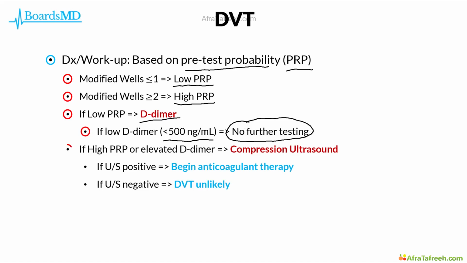However, if the patient has a high pretest probability with a modified Wells score that is at least 2, or if they have an elevated D-dimer, then we need to get a compression ultrasound of the leg. If this ultrasound is positive for deep vein thrombosis, then we may begin anticoagulation therapy. We will discuss this in more detail in our management section. And if the ultrasound is negative, then a DVT is highly unlikely.